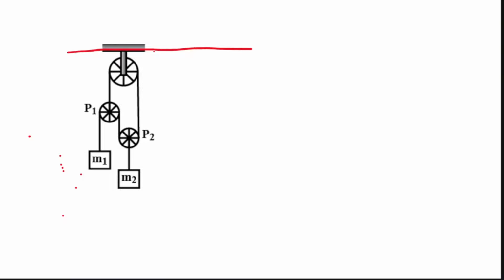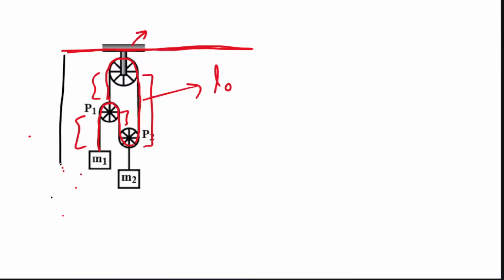ठीक है? So reference line, you will be taking the fixed line. So this is fixed support. So let us treat that as the reference line, जहाँ से we are going to measure the distance. So how we will be measuring the distance? देखो, let us talk about this string, because this is the string with which this pulley P1 is connected. Okay. So let us talk about this string.